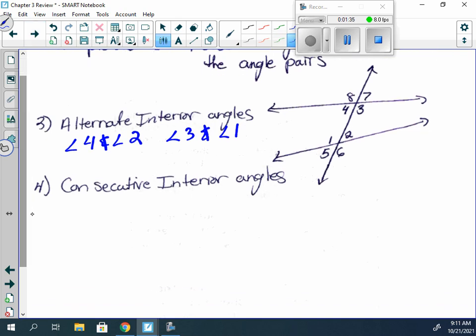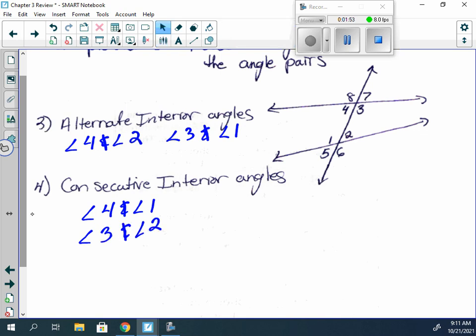And since we are talking about angles, we will need the angle markers on these. Consecutive interior angles would be, and then, and that's all we need to list for these.